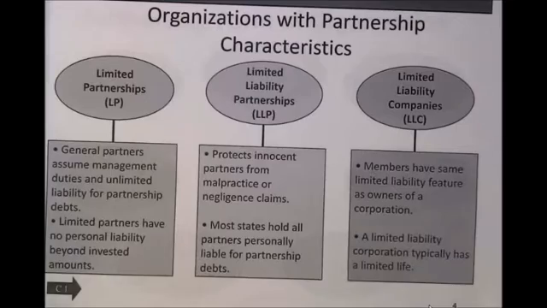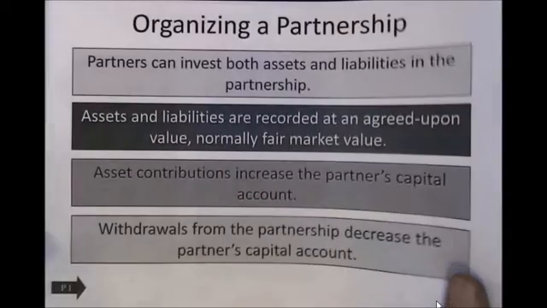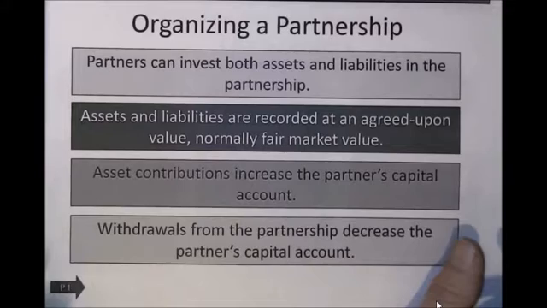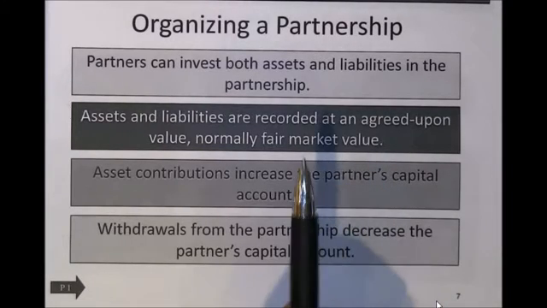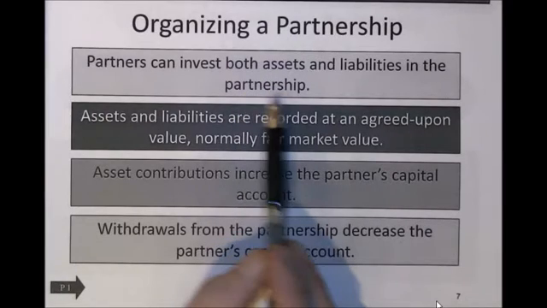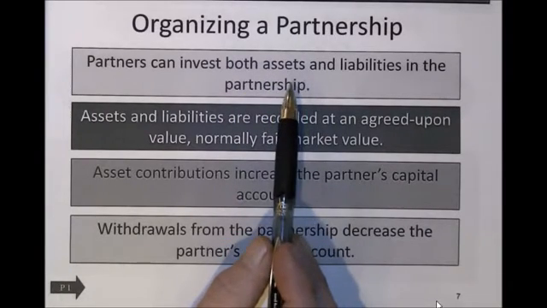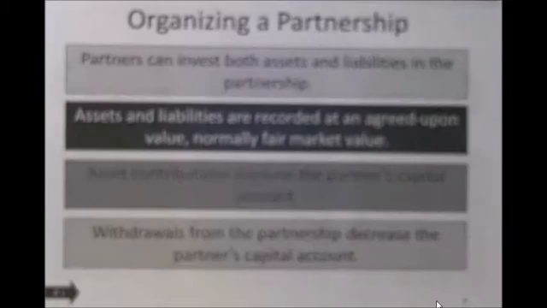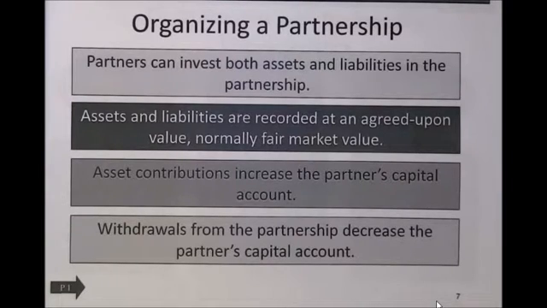So when we're organizing a partnership, this is kind of in random order. I stole this from the PowerPoints from the book, but that's okay. It all works us towards the right end. When we think about a partnership, partners can invest both assets and liabilities into the partnership, right? We're going to do a little example here in a bit, maybe in the next video, where we talk about how partnerships come together, how people can enter into them. Generally, assets and liabilities are recorded at an agreed upon value, fair market value, because it's essentially like the new partners selling the assets and liabilities to the partnership.